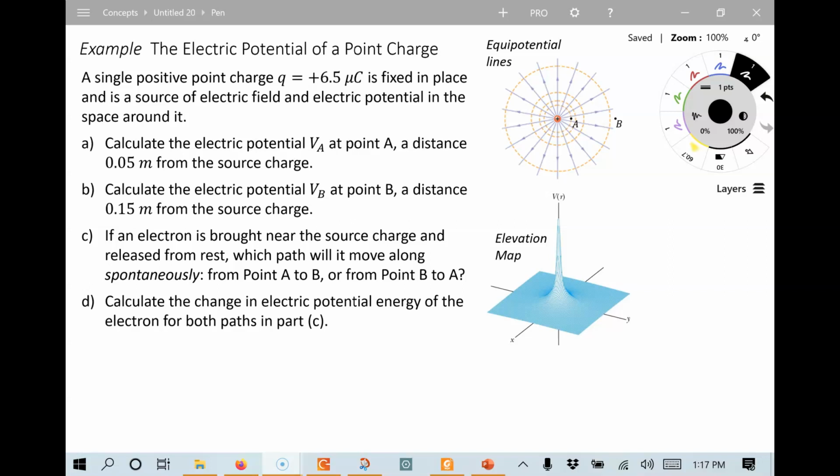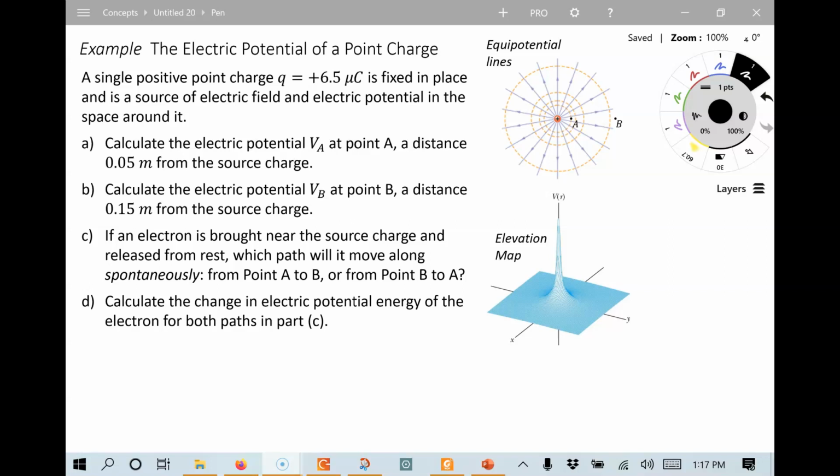Before, we've ignored them because they're just fixed in place and they create this electric potential landscape that can influence other charges in the space around it. Here we're going to look at how a source charge generates an electric potential throughout the space in its vicinity. And we're going to do it for the simple case of a positive point charge, or any point charge.